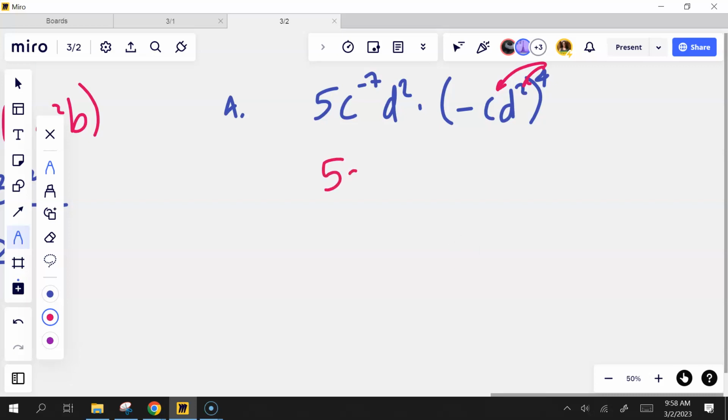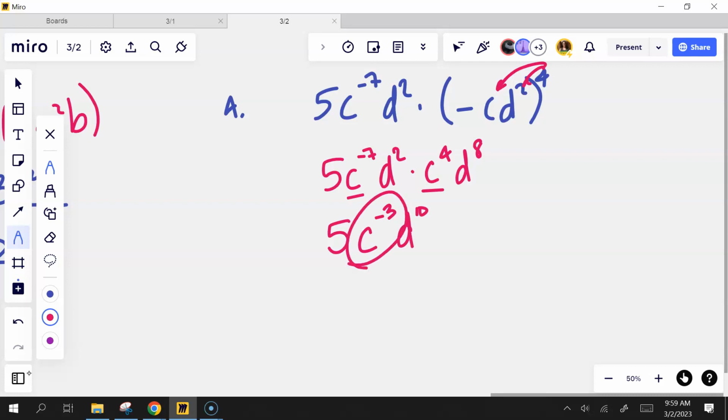So I'll get 5c negative 7d^2 times c^4 d^8, and now I can put together what goes together. It doesn't matter. This would be c negative 3 d^10, and of course I can't keep a negative in there, so I'm going to move it down to the bottom, and I'll have 5d^10 over c.